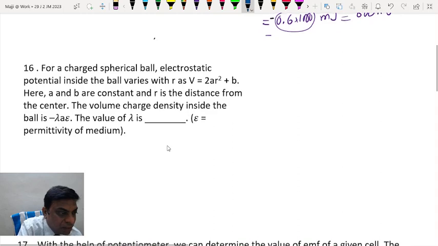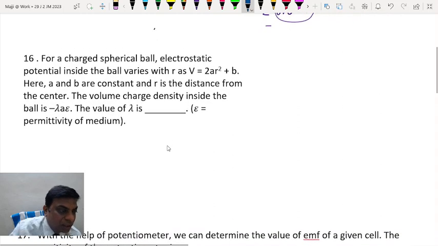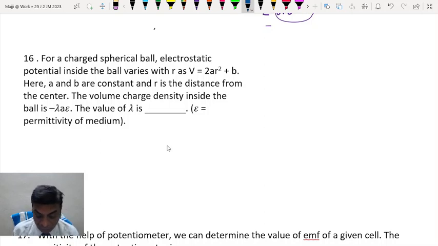For a charged spherical ball, electrostatic potential inside the ball varies with R as this. Here A and B are constants and R is the distance from the center. The volume charge density inside the ball is this.